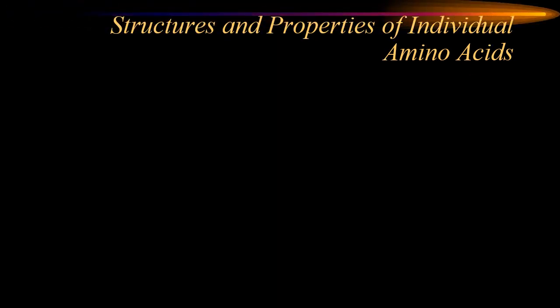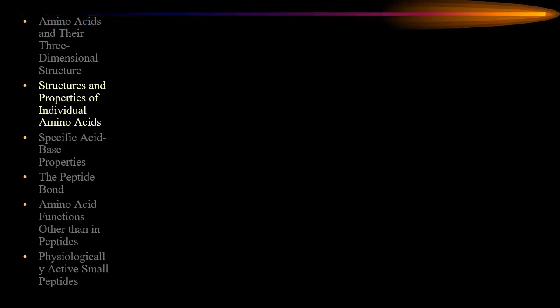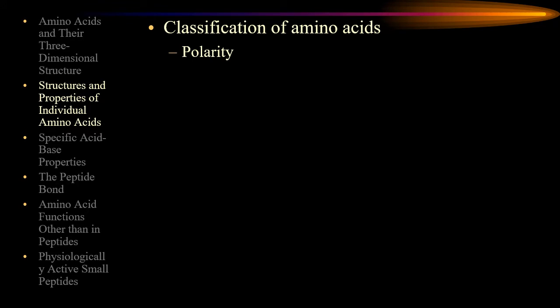So we move on to the structures and properties of individual amino acids. We start with the classification of amino acids depending on polarity, acidic or basic nature. It's not emphasized in the text yet, but I'd just like to prepare you. Another important classification would be size, among others.